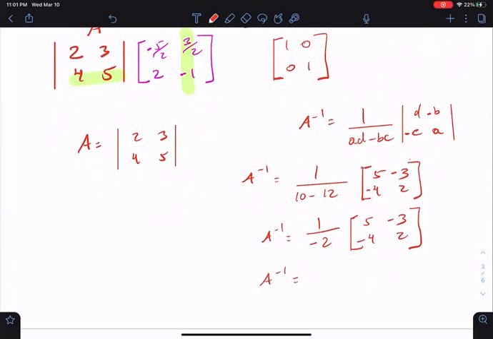A inverse is negative 5 halves, 3 halves, then we have 2, and this is negative 1. Done. Is it the same? It is the same. So you can use this formula too. I don't know if you like this one more, whatever is easier for you, you use it. Okay? So that's another formula.